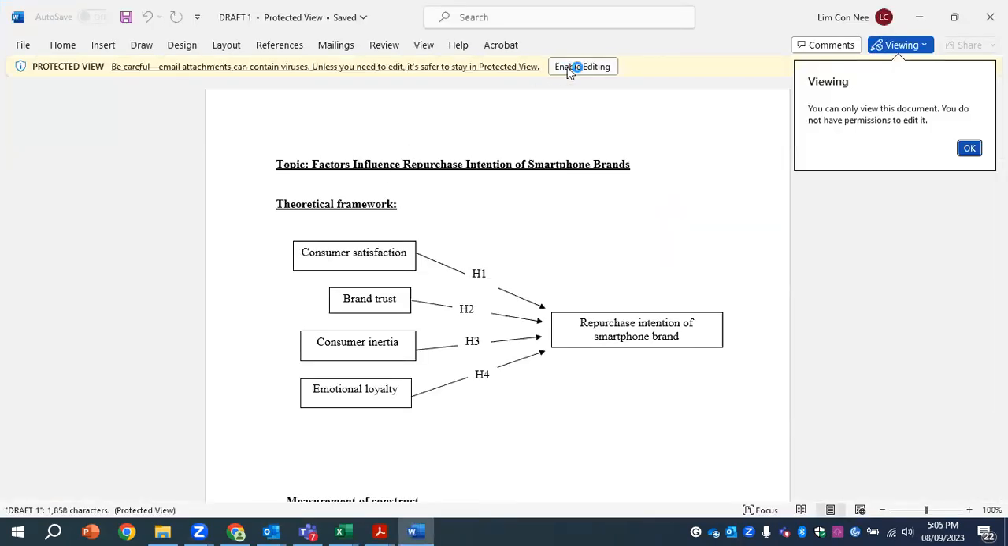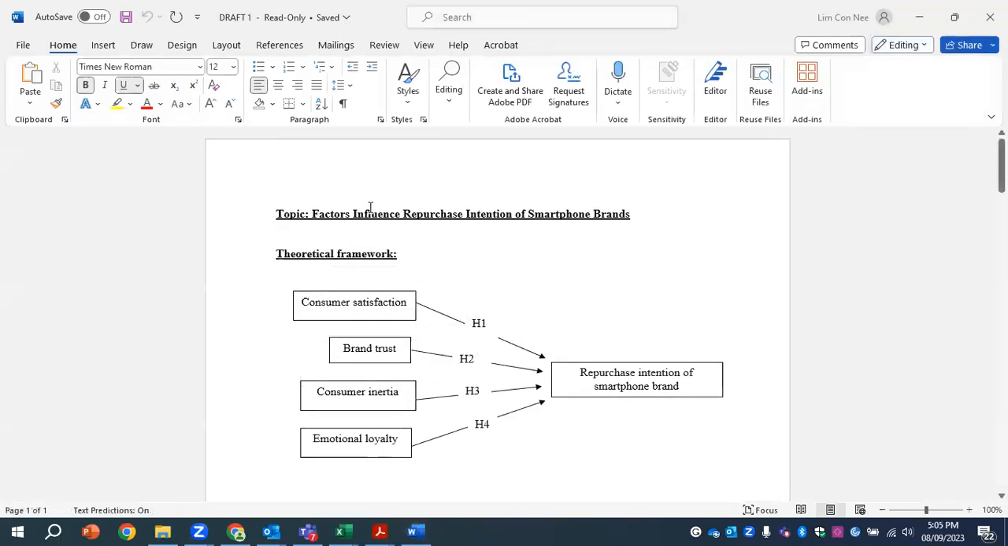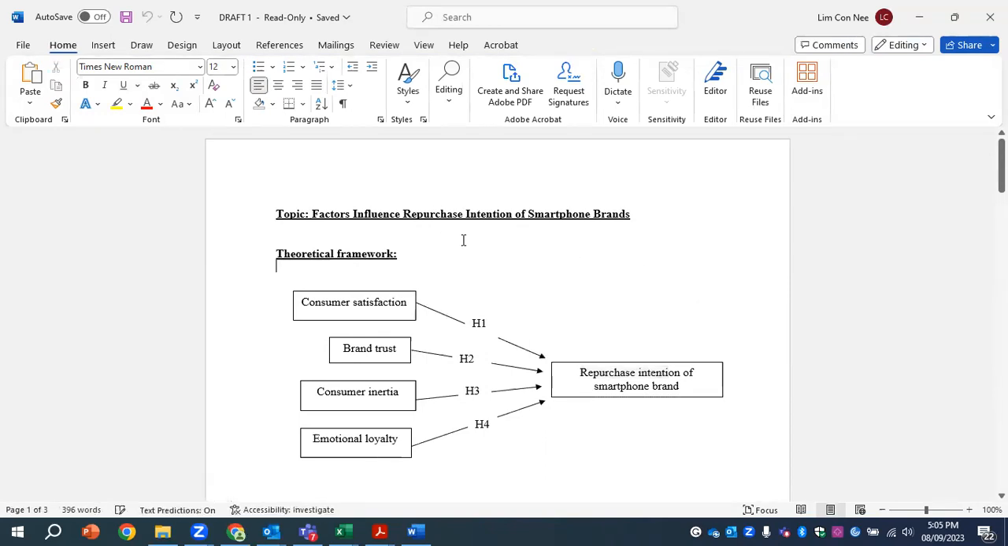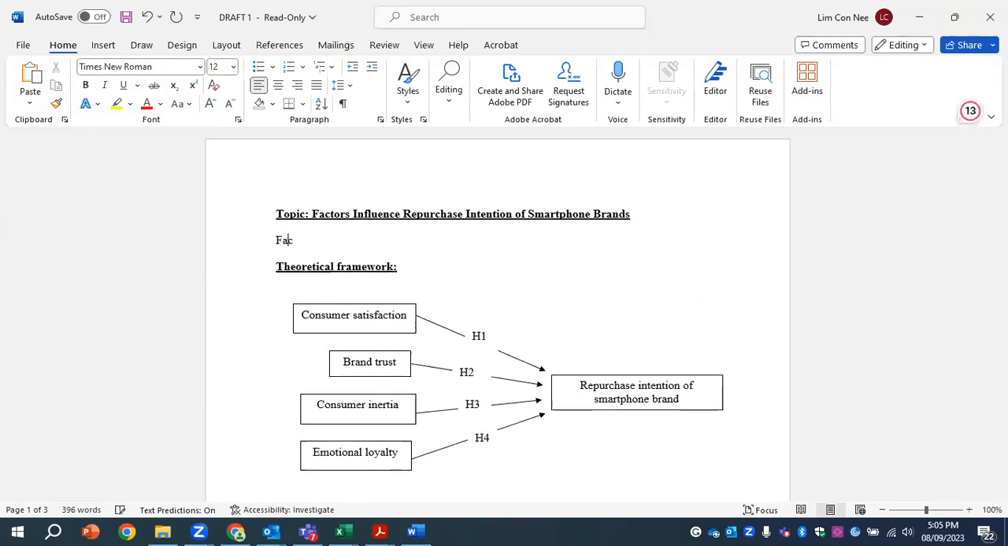Okay, so for example, the topic should be something like that. It could be the student is doing a repurchase. You can think of a purchase intention, actual purchase, or whatever. So this student is doing factors that influence the repurchase, means you buy again, repurchase intention of smartphone brands among Gen Z in Klang Valley.